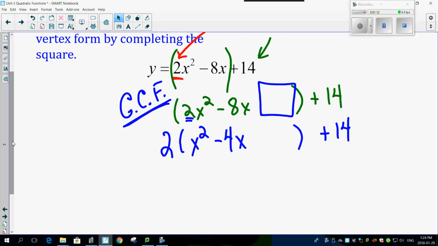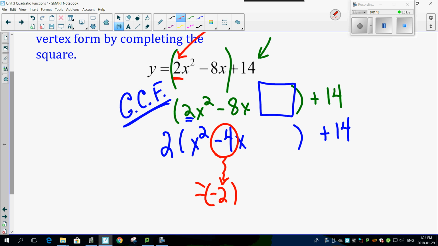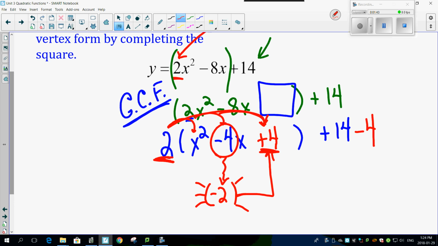Now, you know and I know what to do at this point. Yep, take half of this number, minus 2 is your magic number, squared becomes positive 4. But don't forget that you took out a 2 here, meaning that 2 goes to everything inside the bracket, right? So when you say, okay, I've added a 4 here, I have to take away a 4 here, don't forget that you actually multiplied that 4 by this greatest common factor.